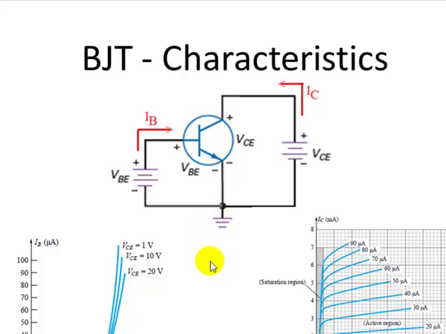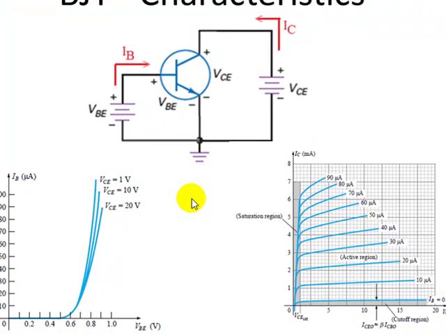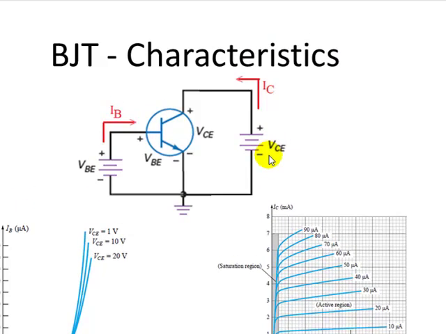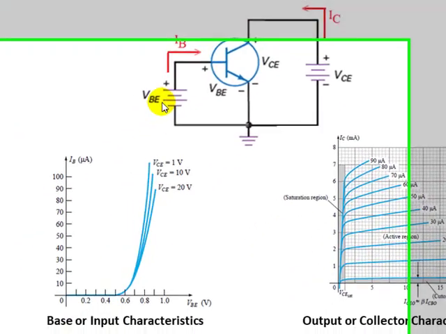There are two types of BJT characteristics. One is base or input characteristics and another one is output or collector characteristics. To obtain base or input characteristics, we will apply a fixed, constant voltage to the output terminal. That means we will keep VCE at a constant voltage. Then we'll start varying VBE from 0.